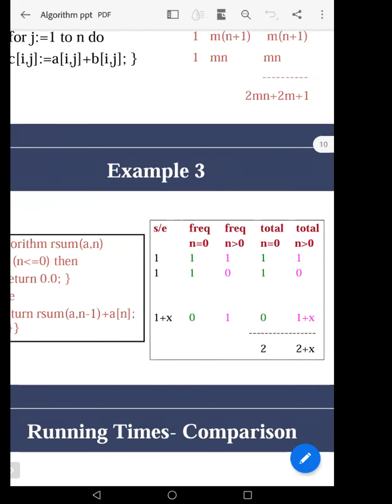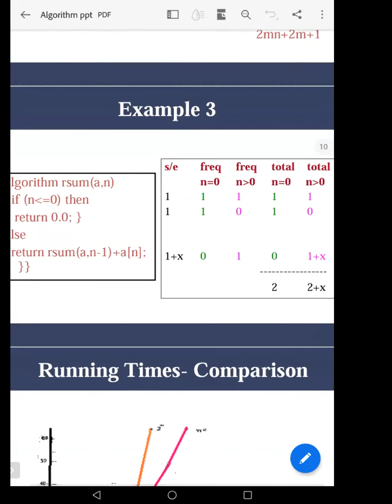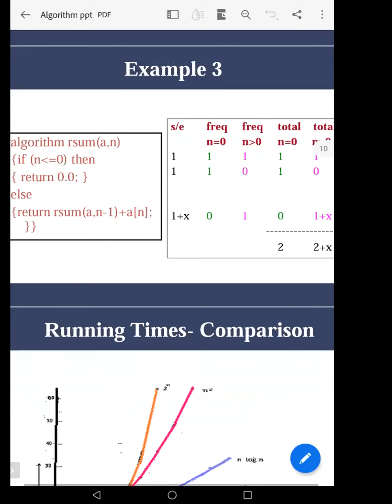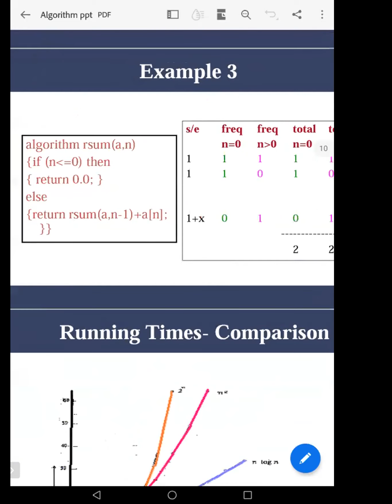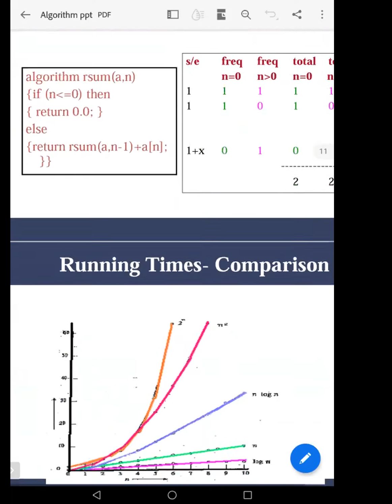So it is also a recursive algorithm, because rsum is a function, and you are calling rsum within the function. So it is an example of a recursive algorithm. Analyzing a recursive algorithm is different.